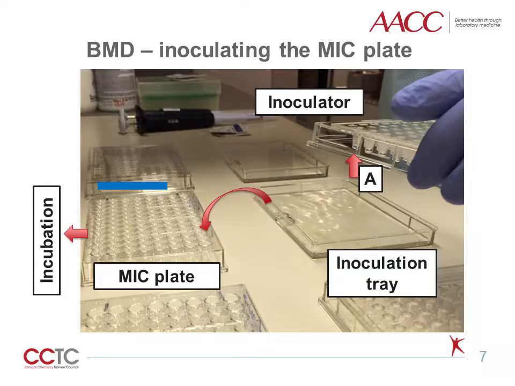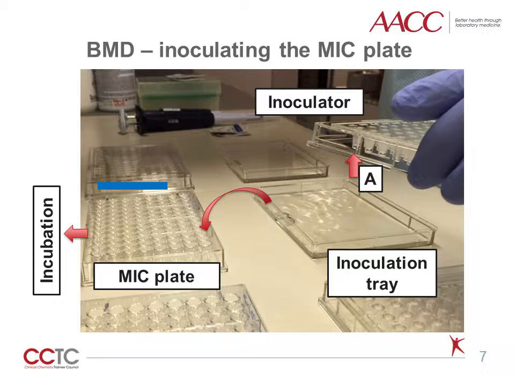The next step is inoculation. This can be accomplished using various inoculation apparatus. A manual disposable tray inoculator is shown on the slide. The 0.5 McFarland suspension is diluted further and poured into the inoculation tray. The inoculator is dipped into the inoculation tray, which collects about 10 microliters of the suspension per needle, labeled A on the slide. This is then inoculated into a 96-well MIC plate containing the antimicrobial agent and broth medium.